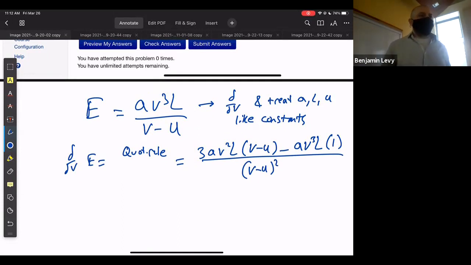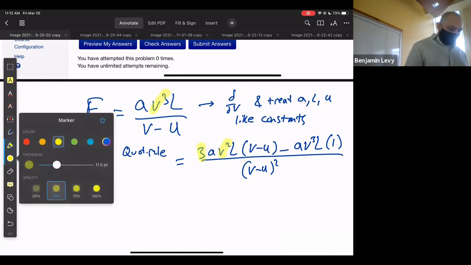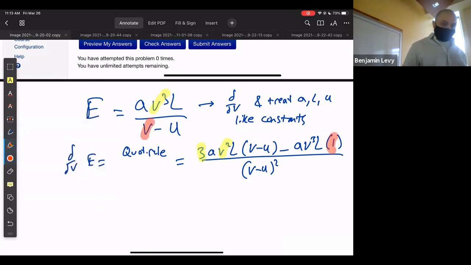How's that derivative look? I feel like that's the most confusing part here. We're treating everything like a constant except the V. So maybe I'll leave those highlights. This thing turned into this and this, and then this thing just turned into the number 1. And the U just went away because it was a constant and it became 0. Should I say some more about that?